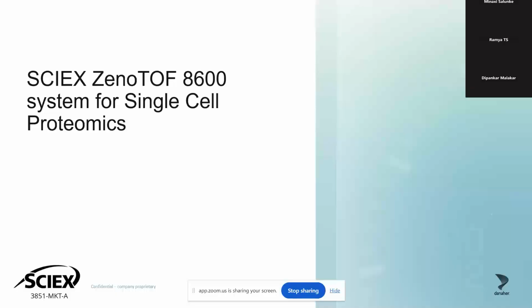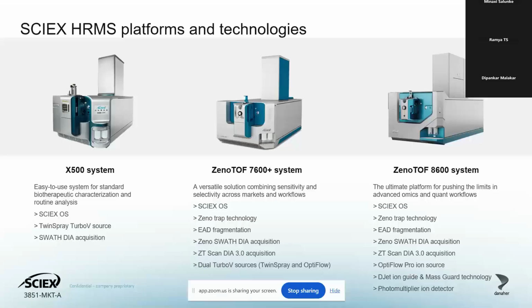And I would like to talk today about our ZenoTOF 8600 system, which especially can be used for single cell proteomics. It can be used for many other applications, but this talk is around single cell proteomics analysis. So the SCIEX HRMS platform mainly includes the X500 series platform, the ZenoTOF 7600 plus system, and also the ZenoTOF 8600. These are the HRMS families SCIEX has.